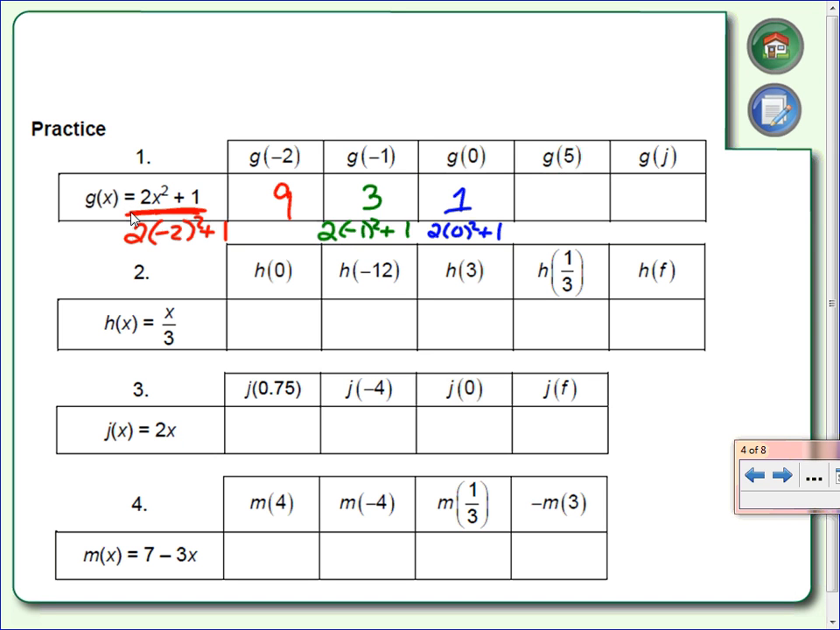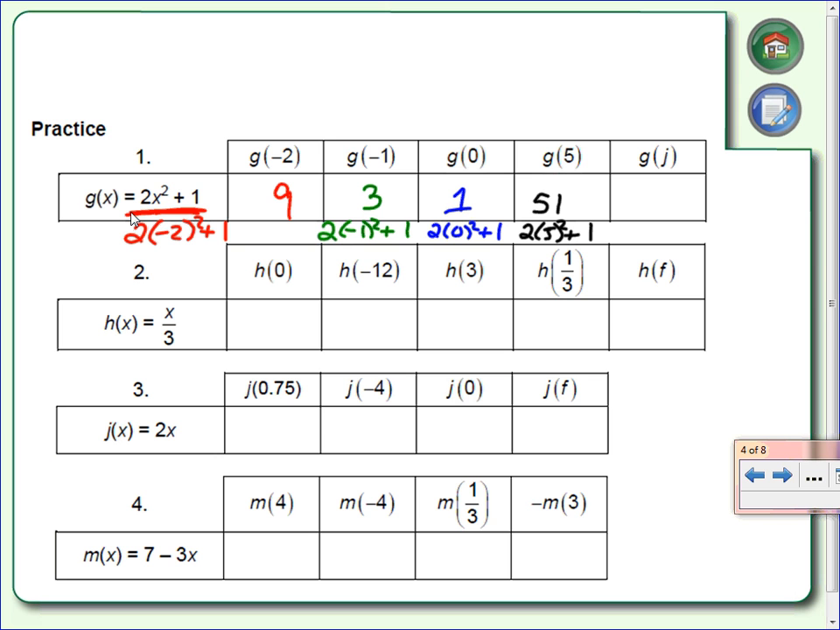Keep going. g of 5. We're using the same rule. We're going to replace the x with a 5. So now we've got 2, parentheses 5, parentheses squared, plus 1. And what are we going to get this time? 51.